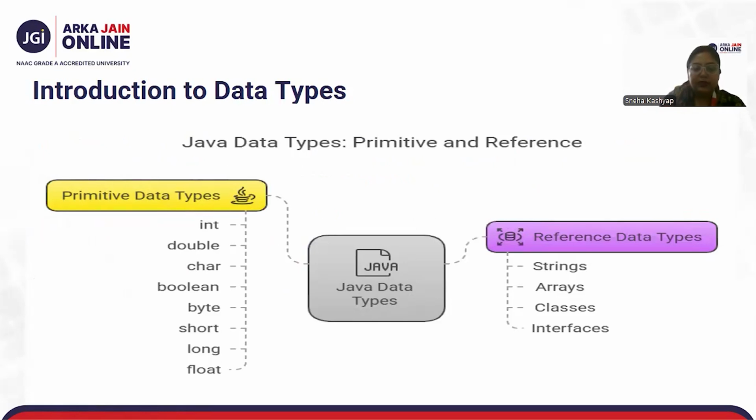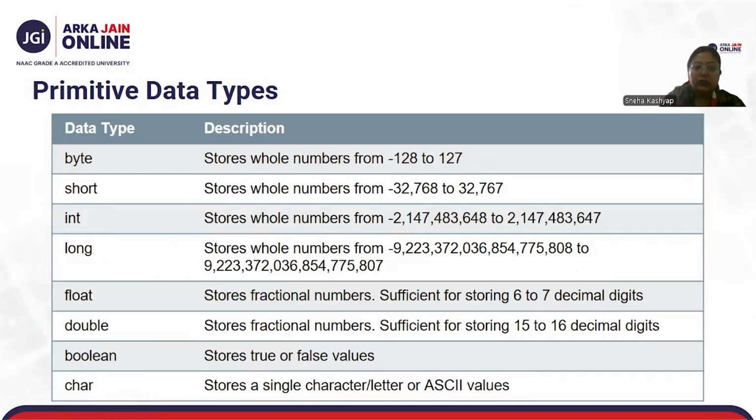Primitive data types basically contain integer, double, char, boolean, byte, short, long, and float. Whereas when we talk about the reference or non-primitive data types, they contain strings, arrays, classes, and interfaces. So let's look into primitive data types. Primitive data types contain byte, short, integer, long, float, double, boolean, and character.